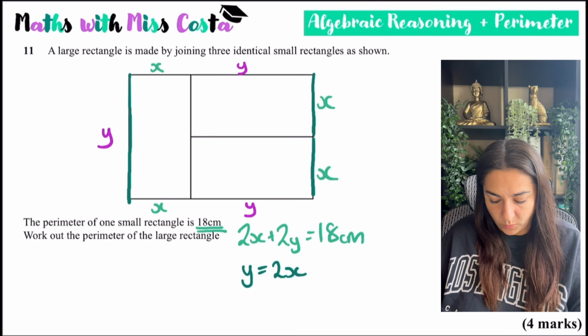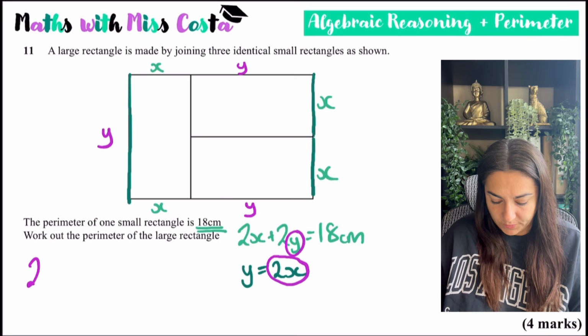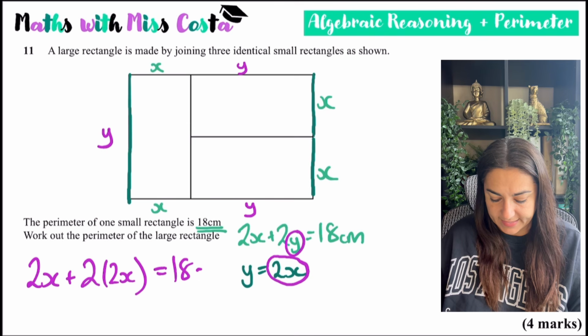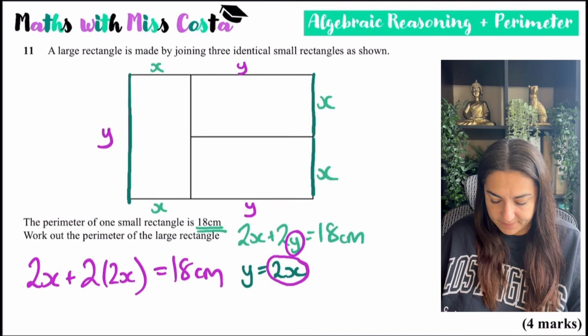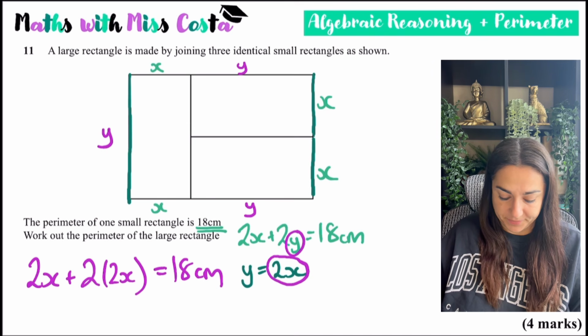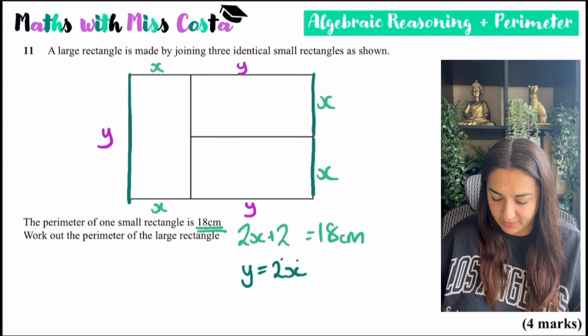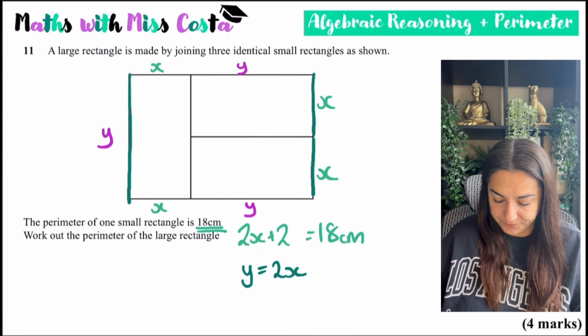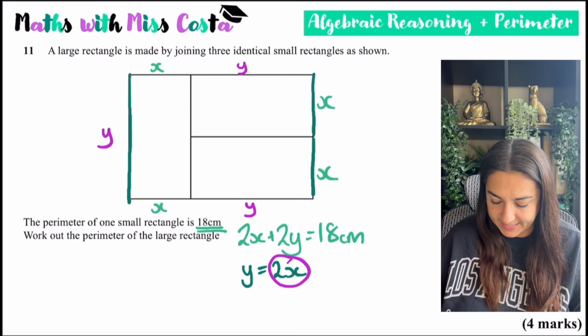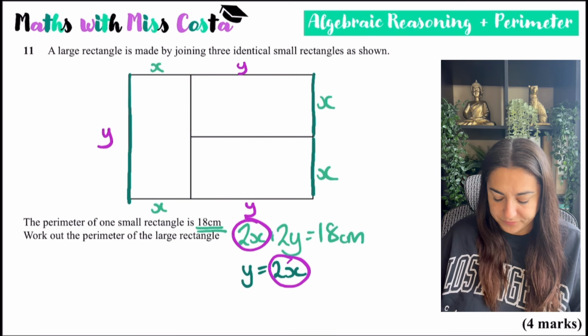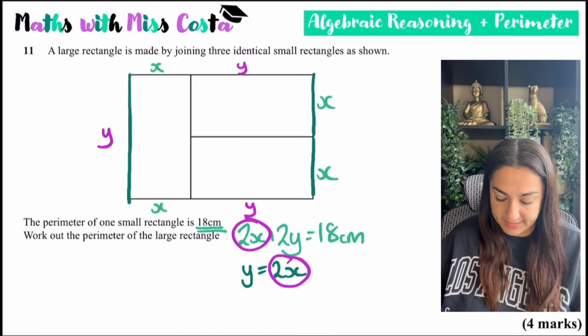Or we know that Y is equal to 2x. So wherever I see a Y, I can substitute 2x. So 2x plus 2 lots of 2x must equal 18 centimetres. Oh, I realised I could have done something easier, but yeah, okay. So we could do that, or let's spot the easier thing. Y equals 2x. So every time you see 2x, you can replace that with a y. So let's do that. It just makes our working a little bit simpler.